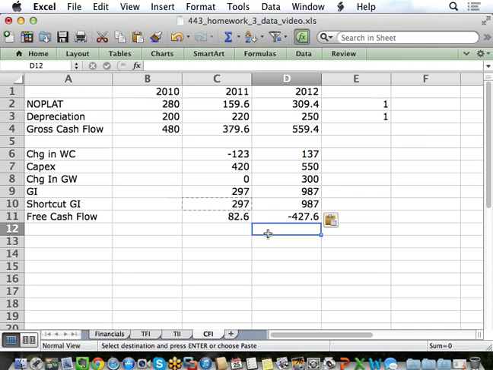Now I have to add in the non-operating cash flow impacts, just as I did the operating. Again, I'm going to start with the income statement.